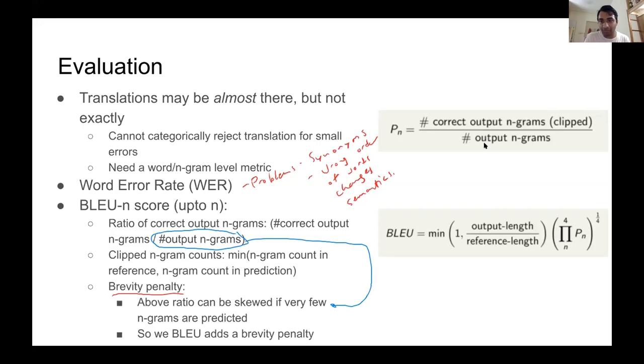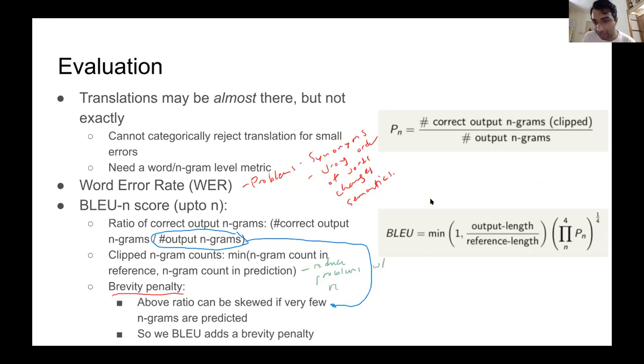So combining both of them together, you get what is called the BLEU score. And the BLEU score is usually not just calculated for one particular value of n. When you calculate, for example, the BLEU-4 score, it takes all n-grams of size 1, 2, 3, and 4, and it combines them in a geometric mean. So you can see here.